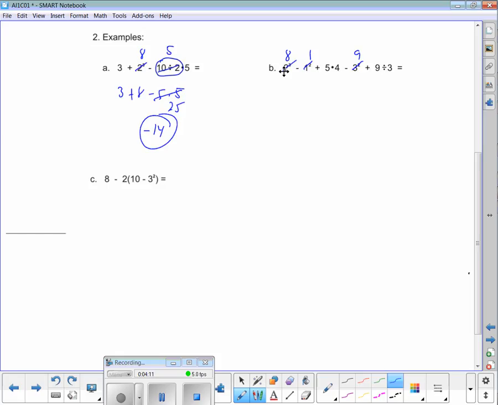That's a 9. Okay, so multiplication, that's a 20. Division, that's a 3. All right, where am I at? 8 minus 1 plus 20 minus 9 plus 3. 8 minus 1 is 7. 7 and 20 is 27. 27 minus 9 is 18. 18 and 3 is 21. How many are 21? You're not 21.